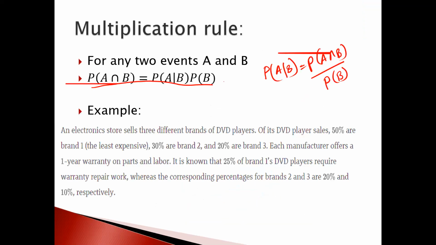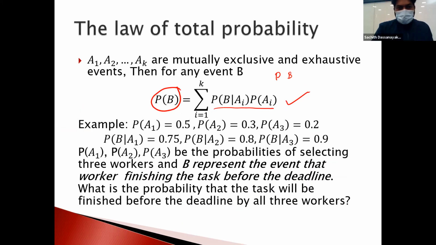So in the total probability, what are the mutually exclusive events? It will be the Ai's. Yes, the Ai's are the mutually exclusive events. Clear? Do you remember? I showed you last time.